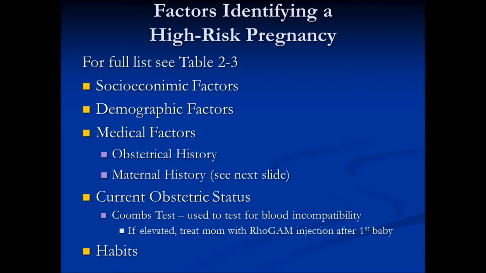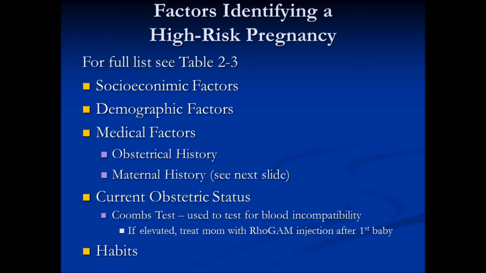It is important to know the factors that make a mom fall under the category of a high-risk pregnancy. Of course, there are several different factors, and they're all listed here. You can see a full table, table 2-3, in your textbook. But there are socioeconomic factors like low income, poor housing.